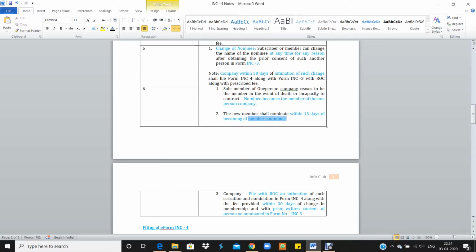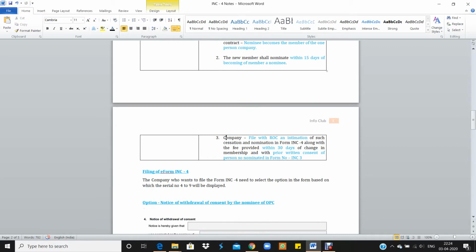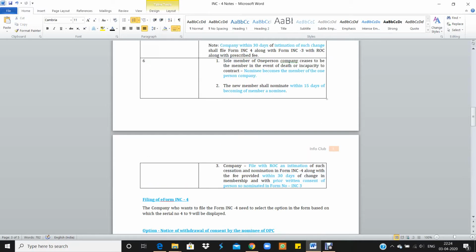nominate a nominee within 15 days of becoming a member. So within 15 days of becoming a member, the previous nominee has to nominate one more person as nominee. Then what does the company have to do? The company has to file with the ROC an intimation of cessation and a nomination in form INC 4 along with the prescribed fee within 30 days of change in membership, and with prior consent of the person so nominated in form INC 3. See, suppose for example X is the member or subscriber of the company, Y is the nominee of the company.